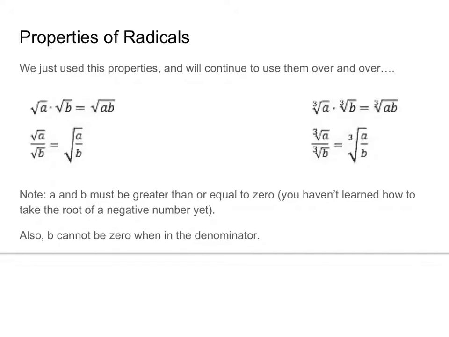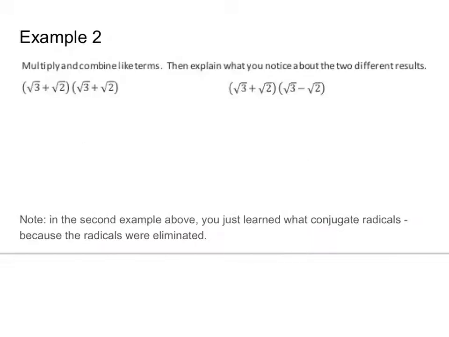All right, these are the properties of the radicals that you just learned. We're going to continue to use them over and over and over again. So review them, and some things I want to point out. A and B must be greater than or equal to 0. You guys haven't learned how to take the root of a negative number yet. We'll learn that as time goes on. And reminder, B cannot be 0 when it's in the denominator.